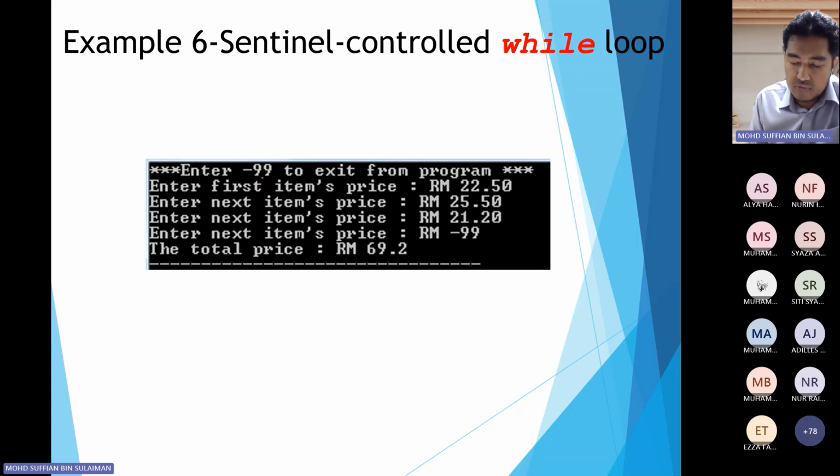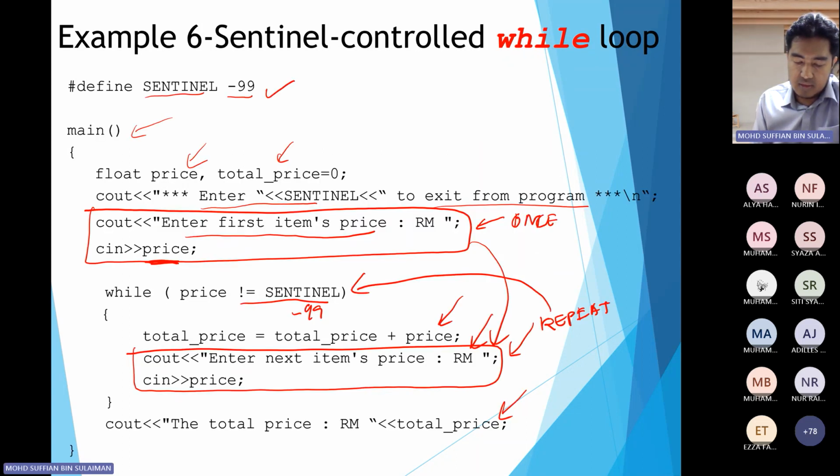Enter -99 to exit from the program. First item's price: you enter 22.50. So next, the next item price. Enter the first item. So this one is the first item, and this one is the next item price.